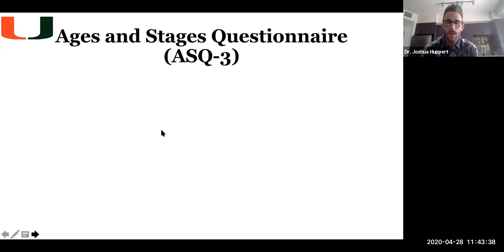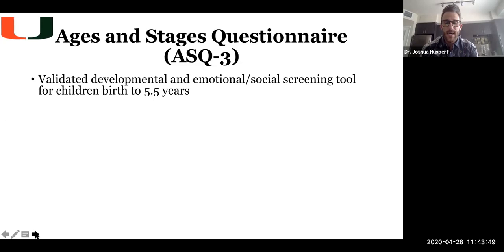This is something I use pretty frequently in my clinic, and I love it for so many reasons, but it's the Ages and Stages Questionnaire. So the beauty of this is that it's fairly comprehensive. It's a validated developmental and emotional social screening tool for children birth to 5 and a half.